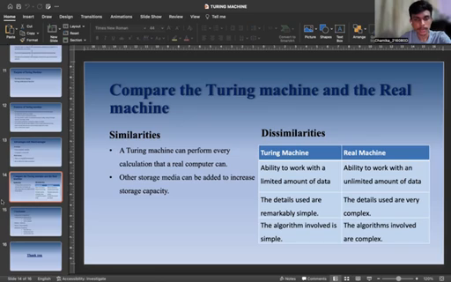Considering the differences between the Turing machine and the real machine, the first one is that a Turing machine can work with an unlimited amount of data and a real machine can work with only a limited amount of data. That is, a real machine can only work with a limited amount of data given a limited amount of time.